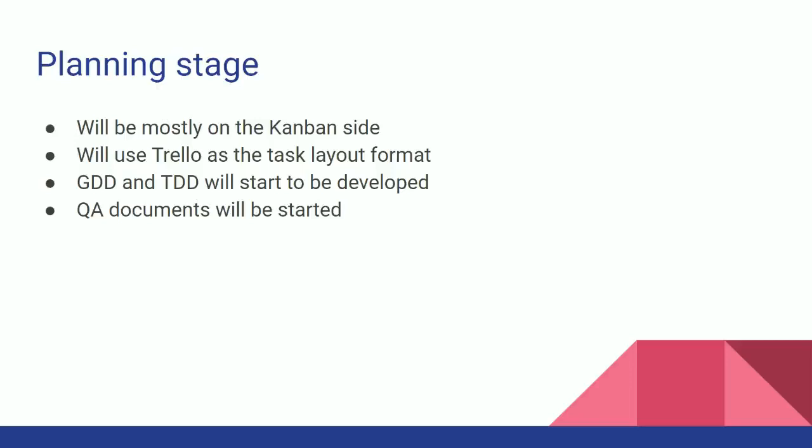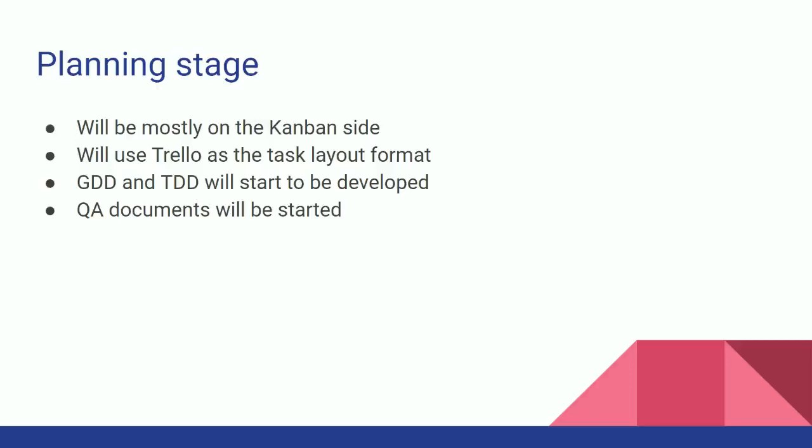Kanban will be used for its task layout method. We will use Trello as it is free and easy to use. Physical Kanban boards are okay, but when the team is not always in class with each other, using Trello would be optimal, as it is online, accessible through a PC or a smartphone.